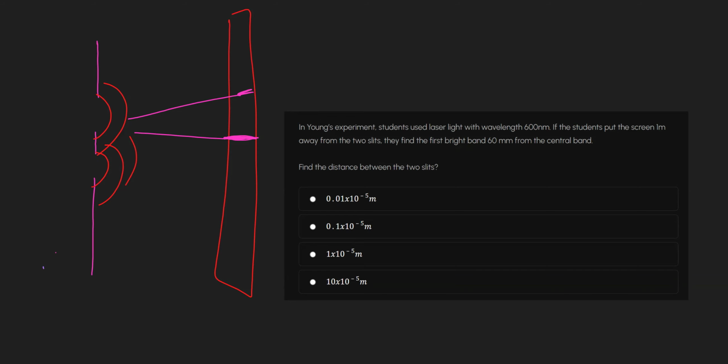Is called X. And the distance from here to here is called what? L. And the distance between these two slits is called what? D. And what's the formula now? The formula is the wavelength equals X times D over L.